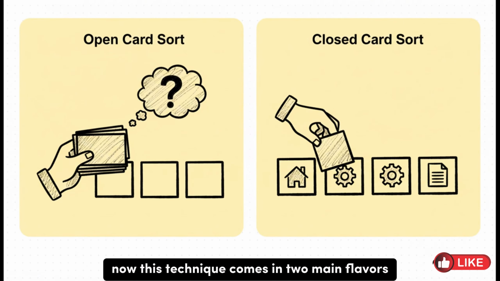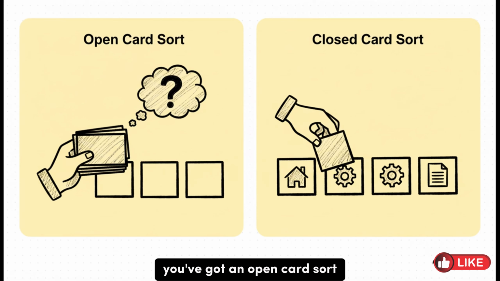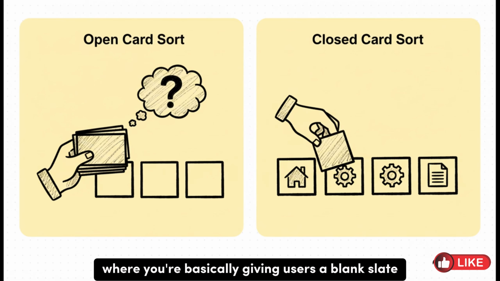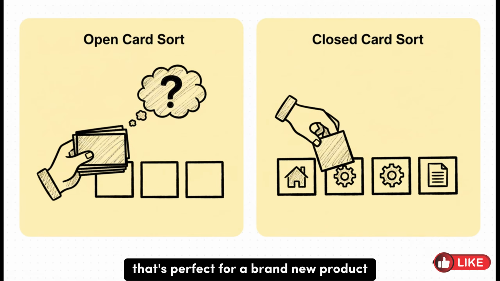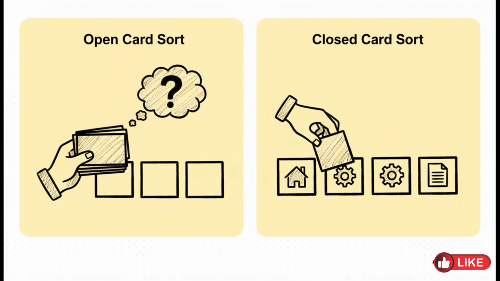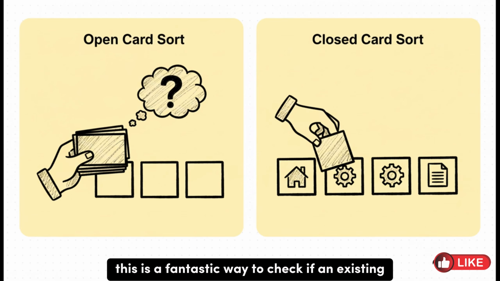Now, this technique comes in two main flavors. You've got an open card sort, where you're basically giving users a blank slate and asking them to create the categories themselves. That's perfect for a brand new product. On the flip side, a closed card sort gives them the categories already labeled. This is a fantastic way to check if an existing structure actually makes sense to real people.